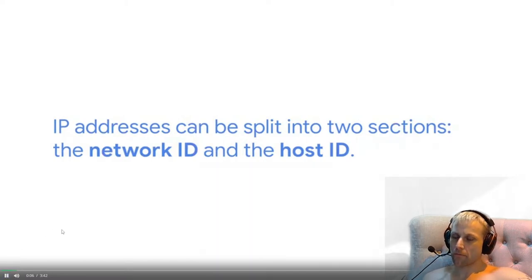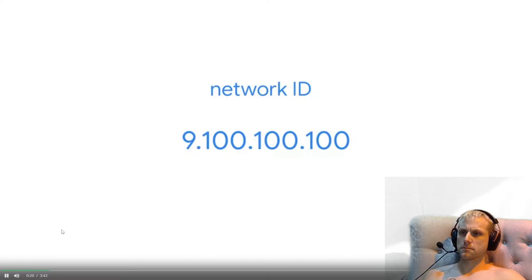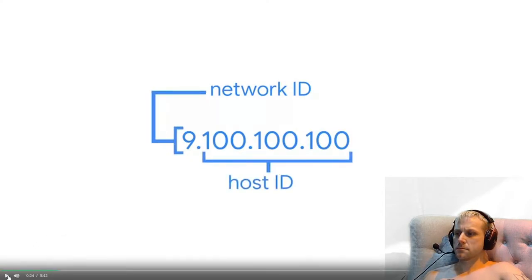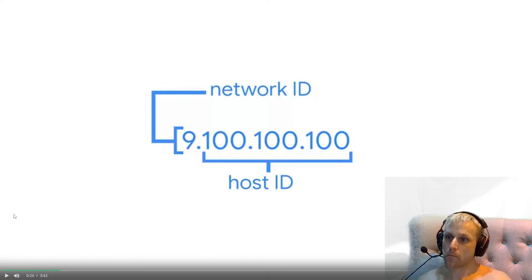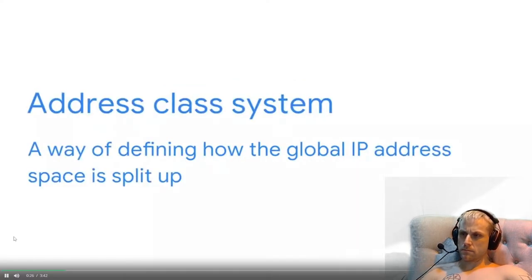ID and the host ID. Earlier, we mentioned that IBM owns all IP addresses that have a 9 as the value of the first octet in an IP address. If we take an example IP address of 9.100.100.100, the network ID would be the first octet, and the host ID would be the second, third, and fourth octets. The address class system.